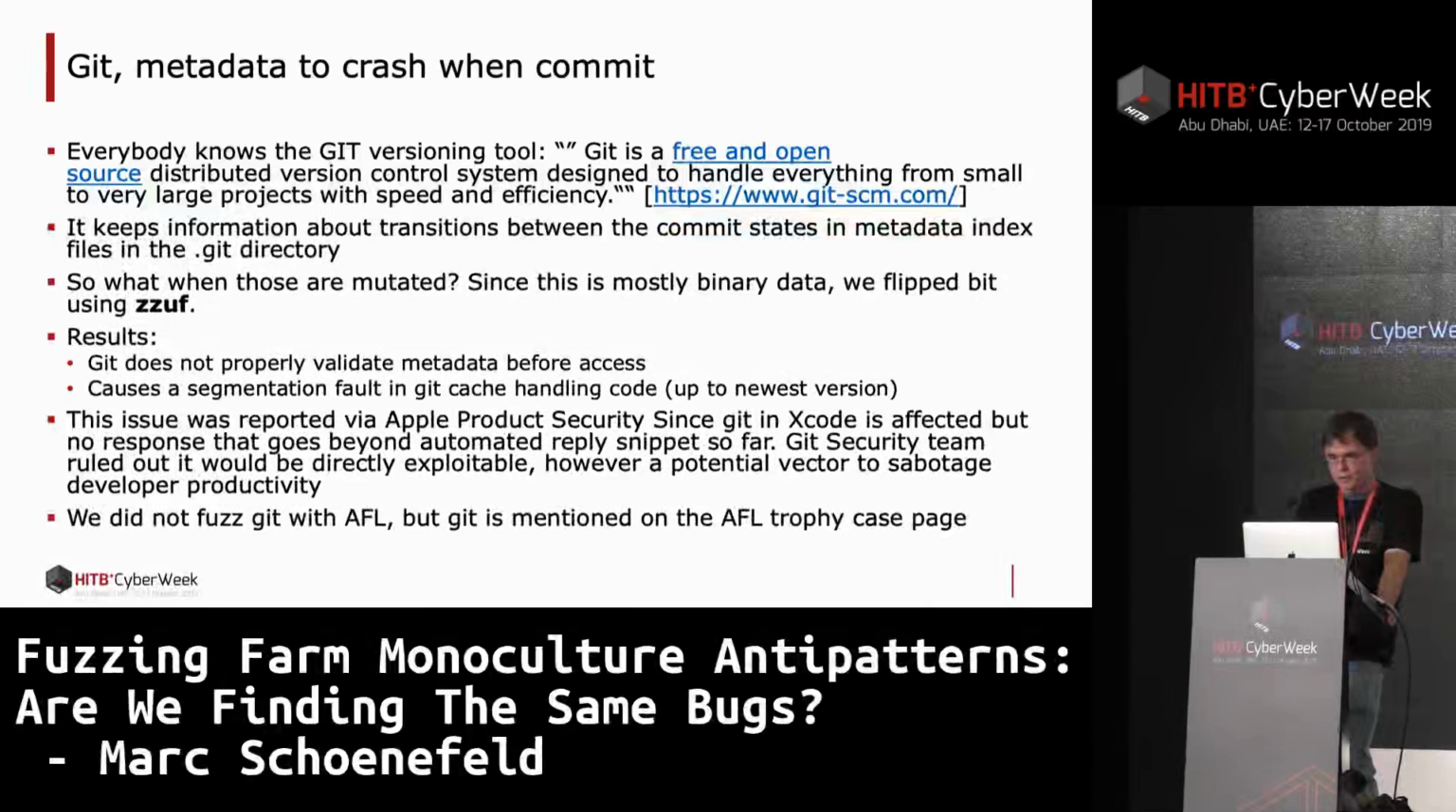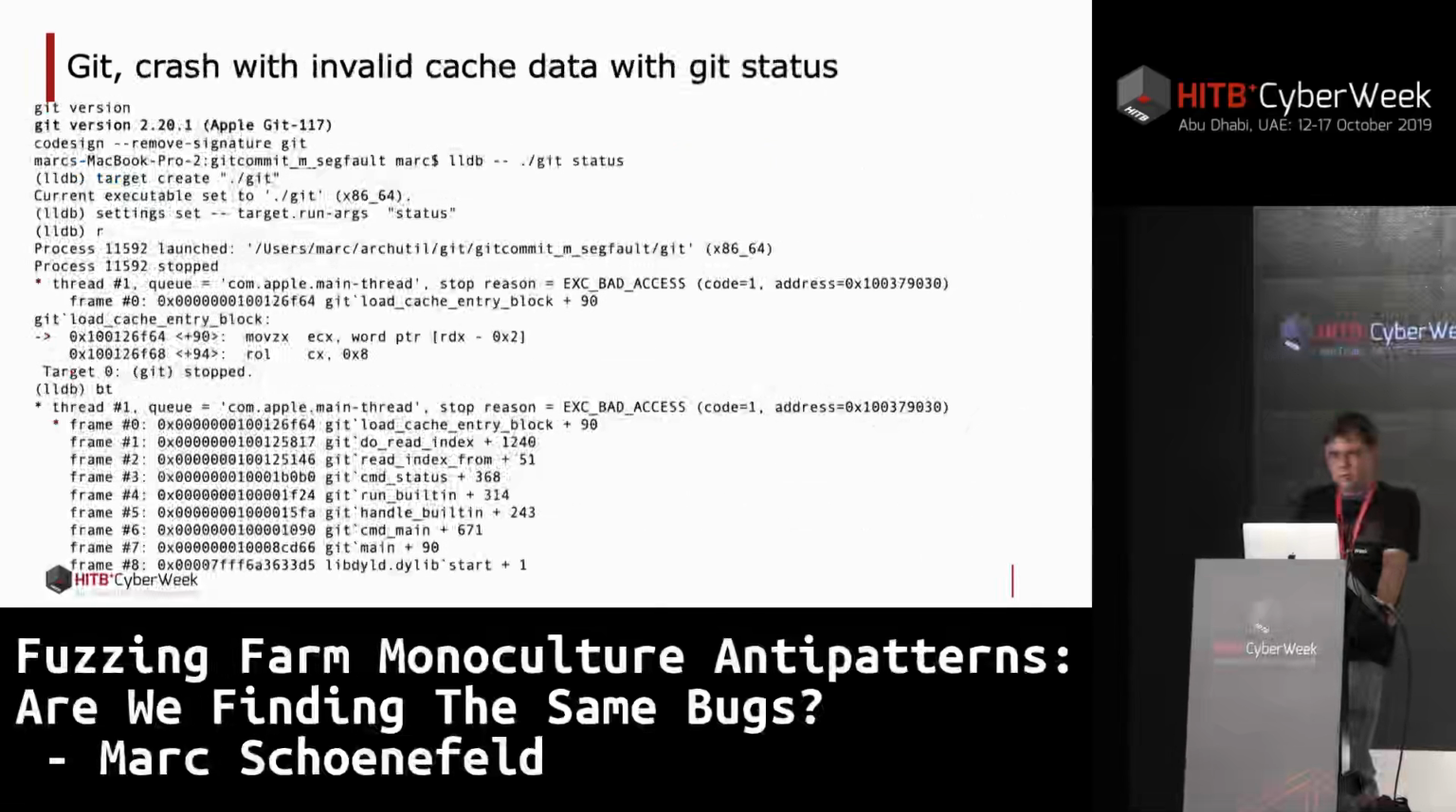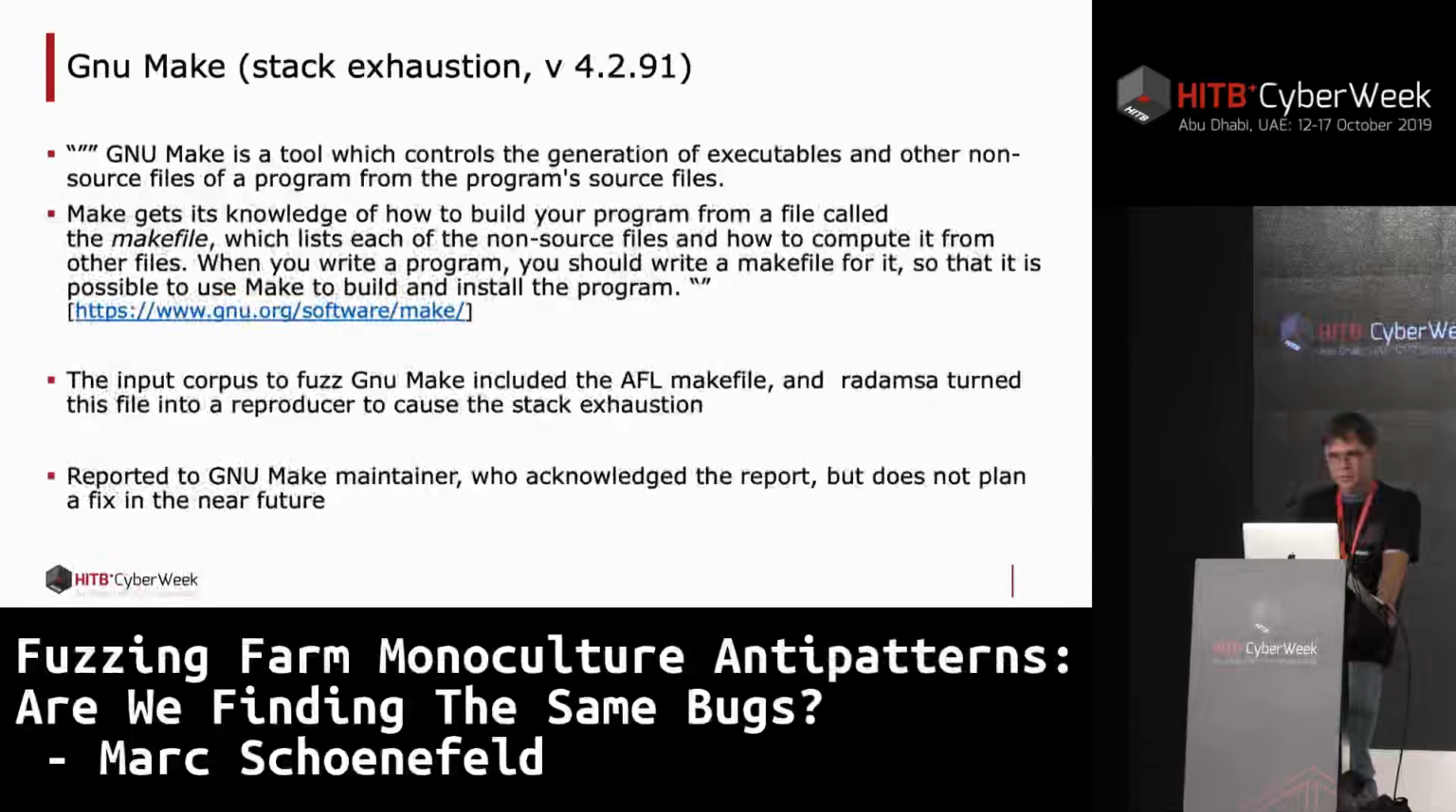It was not fuzzed with AFL, but it is mentioned on the AFL trophy case page, so there are actually bugs being found with AFL in Git. This is the crash location. If you have a Git repository that has manipulated index files, you get into this loop in the cache and you access memory which is out of bounds, and then you get this bad access. So some fun to play with Git.